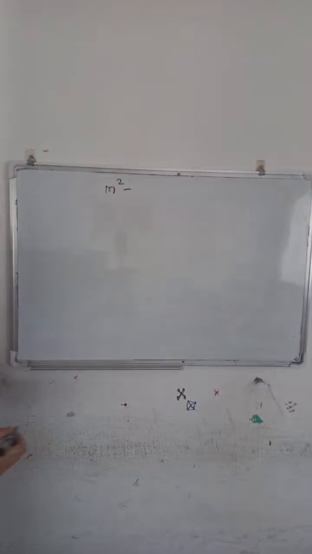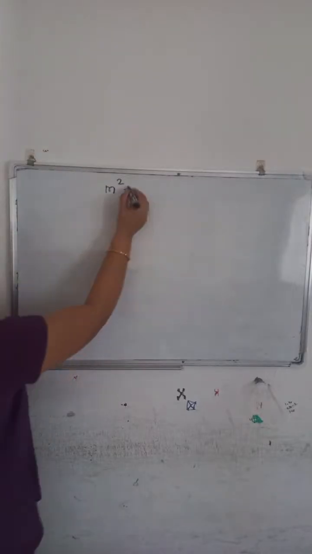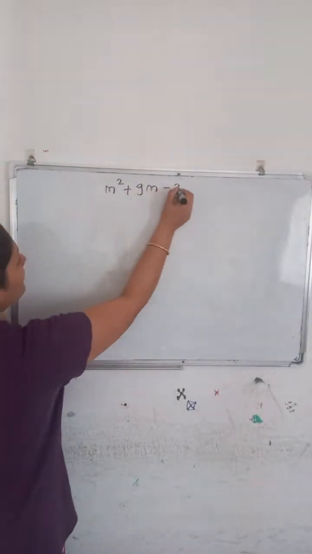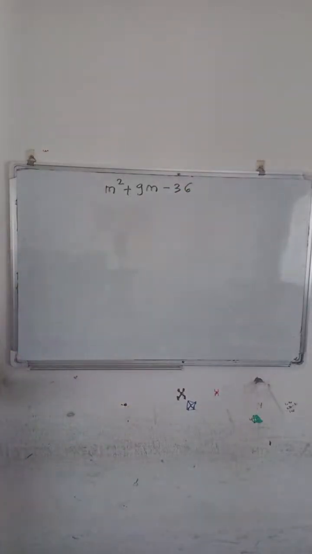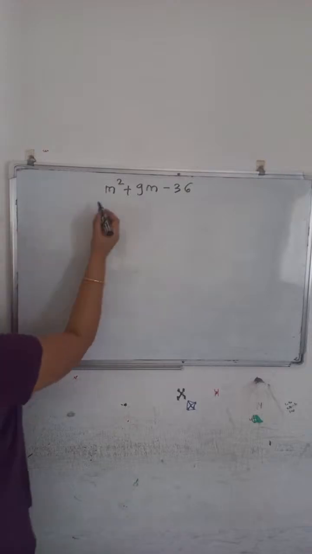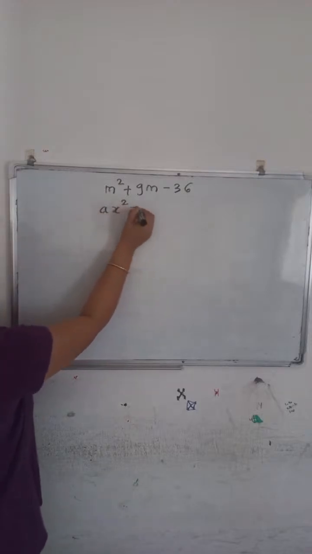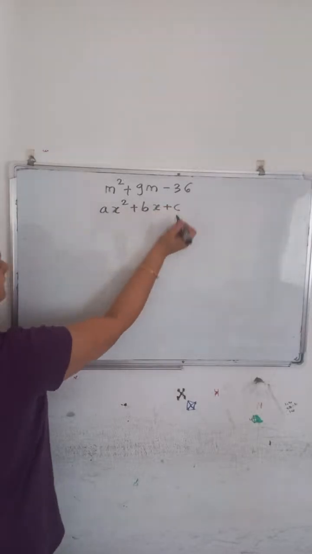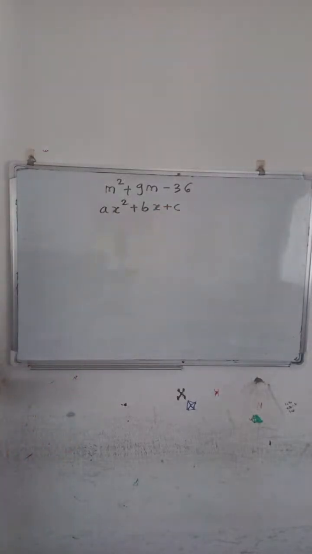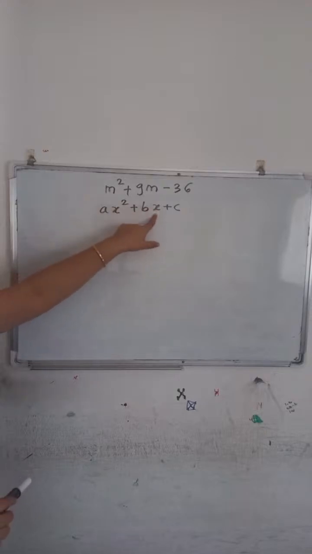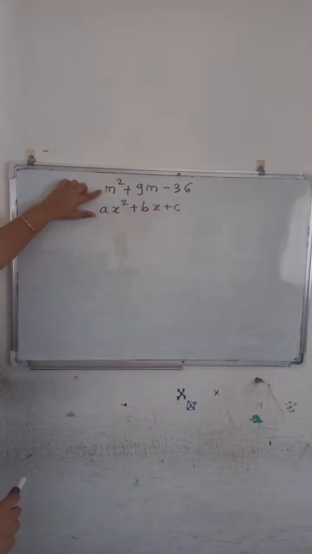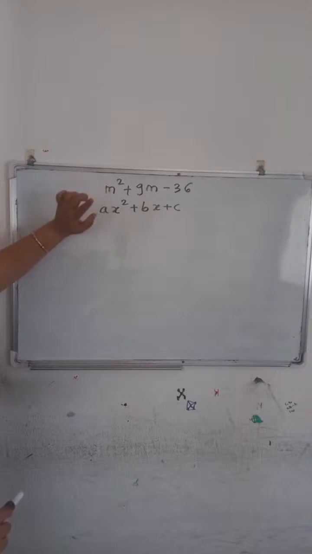m square plus 9m minus 36. They are asking us to factorize this. So whenever this kind of question comes, you can compare with ax square plus bx plus c. Here a is the coefficient of x square, b is the coefficient of x, and c is a constant. Now this is known as a quadratic equation. But here instead of x, m is given.